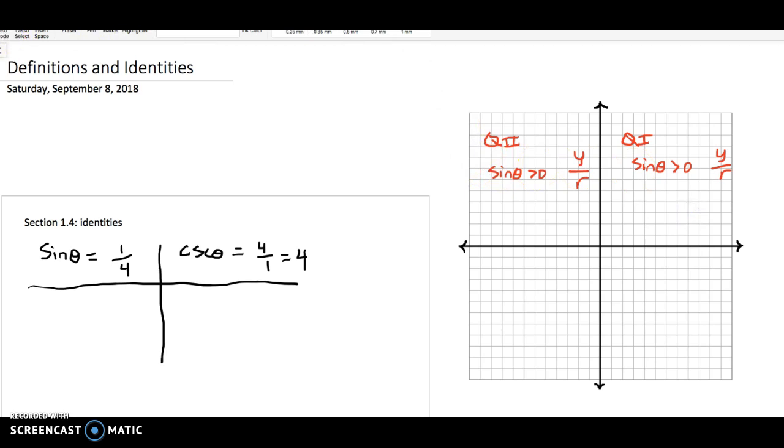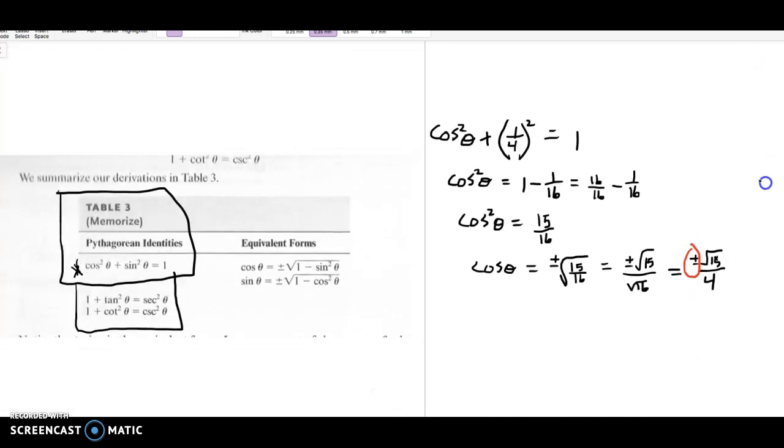Why don't I know that? Well, because in this quadrant, all of my x's are positive and all my y's are positive, but in quadrant 2, even though all my y's are positive, all my x's are negative. And remember that cosine is x over r. So what I'm saying is that I don't know which one to select. Down here, when I did the work, I didn't know whether it's positive or negative. So I wasn't given enough information.